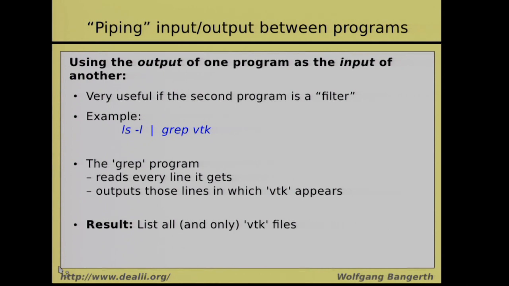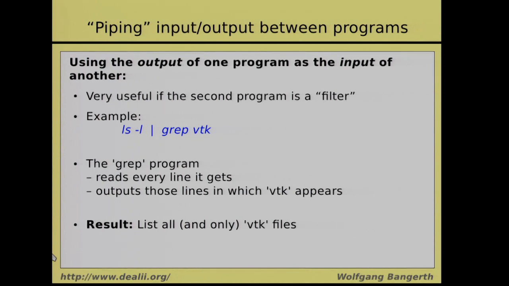Doesn't really matter what that actually means, but in essence you can think of grep as something like this. It reads every line and it outputs those lines that include the text that you give as argument to grep. So I had as argument VTK here. If I say ls -l and then this vertical pipe here, this bar, then grep VTK, the vertical bar means take the output of the thing on the left and use it as the input for the thing on the right.